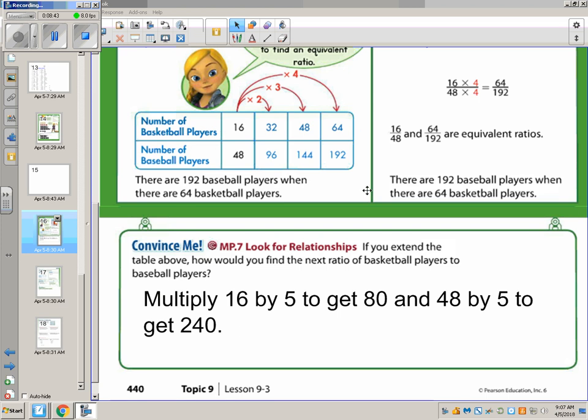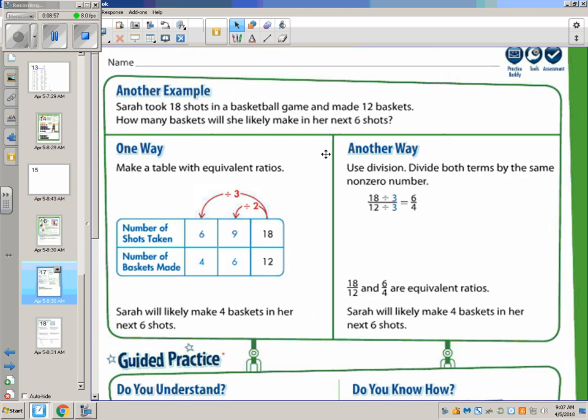We would multiply the 16 by 5. That would give me 80 in my top part of my table, and I would multiply 48 by 5, and that would give me 240. So if you need to pause the video to fill that in, go ahead and pause it now. The next page gives us another example.